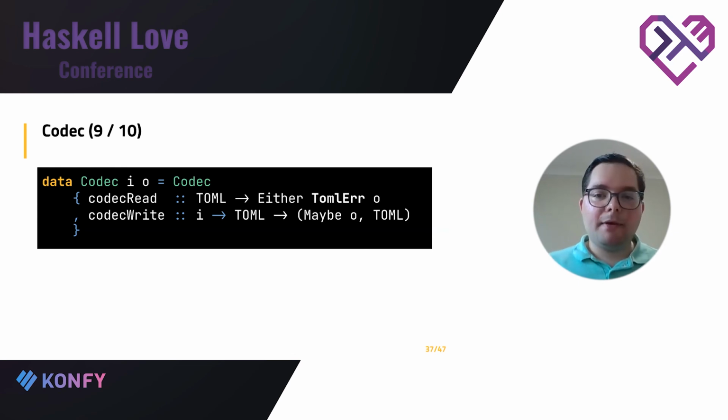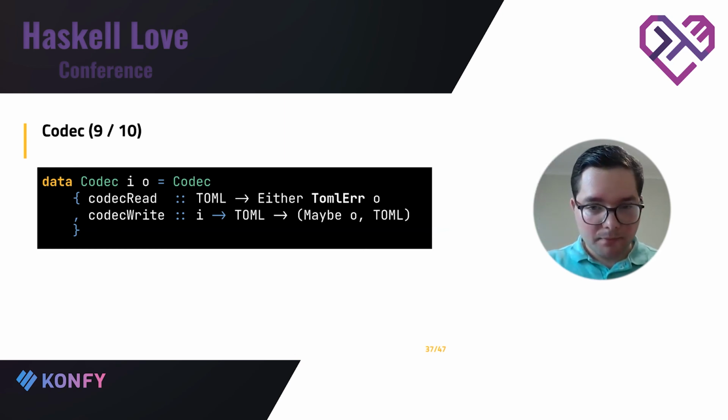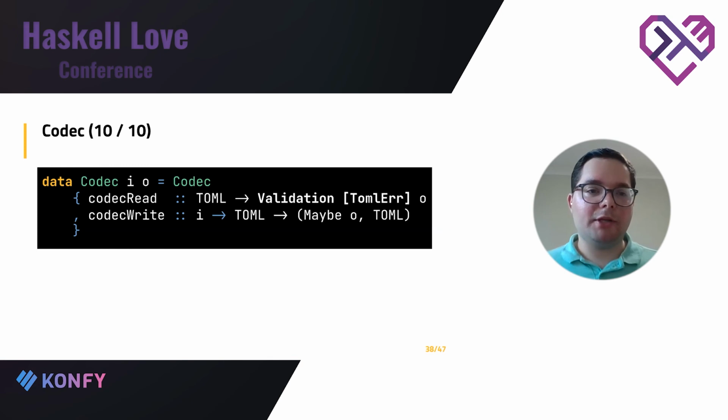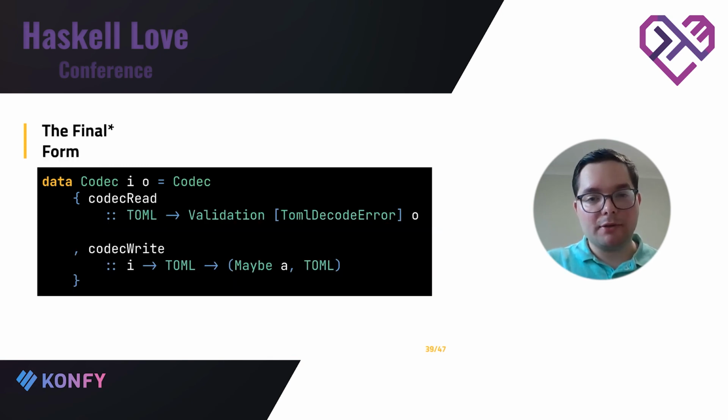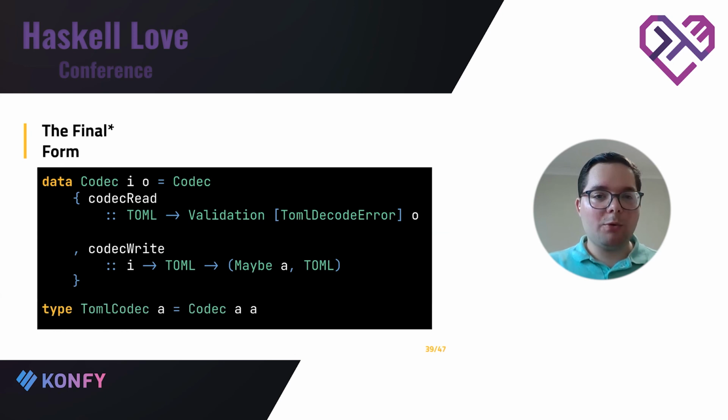And the one last step is that we used Either before, but in the last major version of tomland, we decided to use Validation and to combine all errors. And in decoding, it was really nice to get all the errors. So this is how the final data type works. It has only 2 type variables. And I hope you now see how this abstraction maybe makes sense. And as I said, in reality, we always specify the same I and O. So the actual TOML codec is just the codec where you have the same values for input and output.